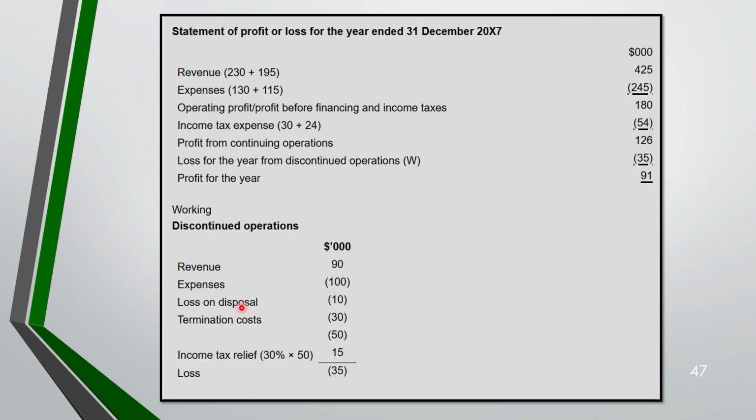And then we are getting a loss on disposal for C because the carrying value was 70 and we are selling it for 60. And then the termination cost is 30. Since we are having a loss here, we are going to get an income tax relief at 30%. And this is the loss of 35 which we are taking here right after profit from continuing operation. And finally we are getting the profit for the year.